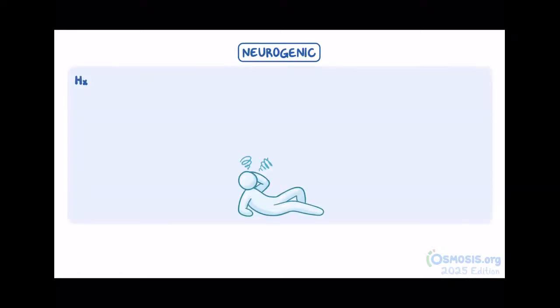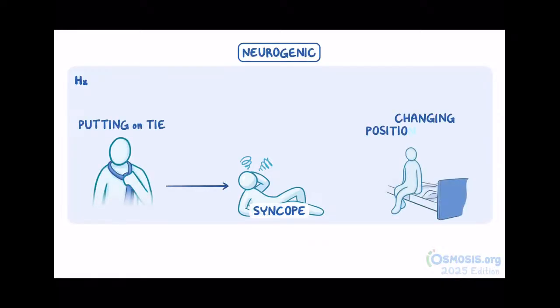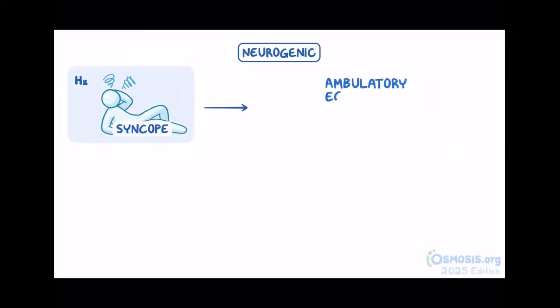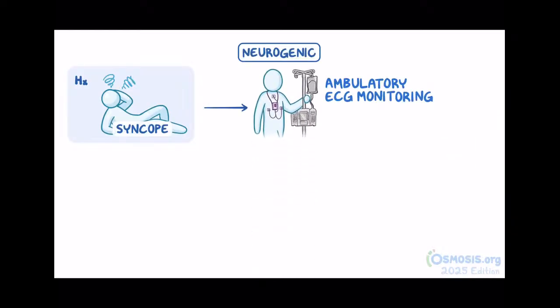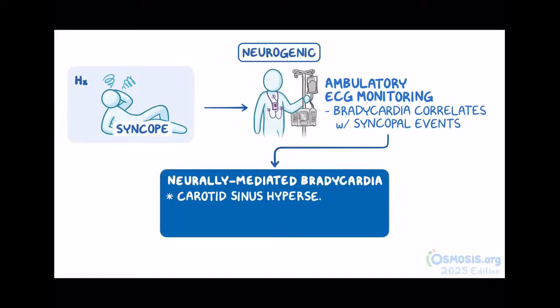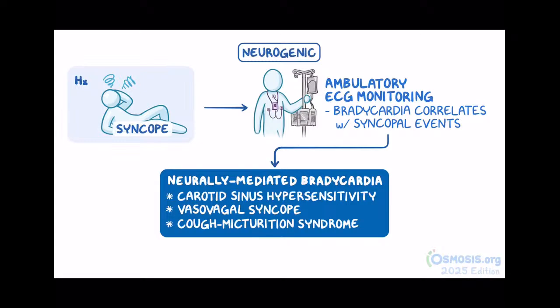Alternatively, if an individual has a history of syncope related to identifiable triggers, like putting on a tie, changing positions abruptly, or coughing, then perform ambulatory ECG monitoring. If episodes of bradycardia correlate with syncopal events, the diagnosis is neurally mediated bradycardia, such as carotid sinus hypersensitivity, vasovagal syncope, or cough micturition syndrome.